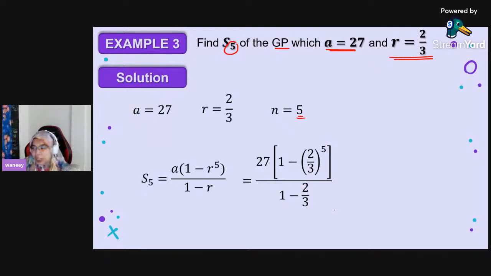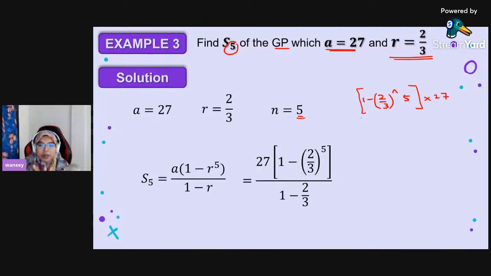2 over 3. Okay, so for those of you who have this kind of calculator, the same one like mine, which is the black version, you might need to calculate one by one, otherwise it will be a little bit confusing. So do calculate 1 minus, and then put some bracket, 2 divided by 3, and then make sure to use the power of 5. So you should calculate 1 minus 2 over 3 in brackets to the power of 5 first. So calculate this one. And then you times it with 27.